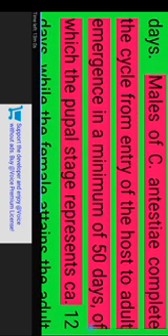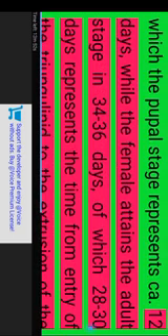Males of C. antestia complete the cycle from entry of the host to adult emergence in a minimum of 50 days, of which the pupal stage represents ca. 12 days, while the female attains the adult stage in 34 to 36 days, of which 28 to 30 days represents the time from entry of the triungulinid to the extrusion of the cephalothorax. Clausen 1940-1962. Mated females of those species attacking bees and wasps usually hibernate.